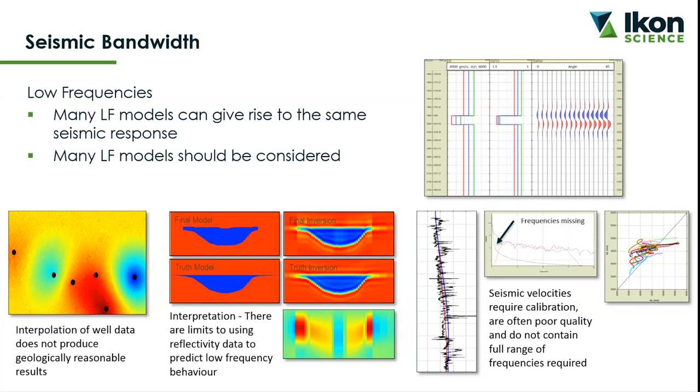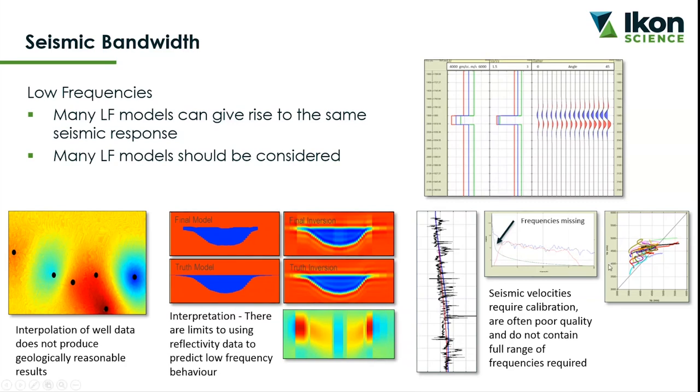And then lastly, if we wanted to use seismic velocities to build the background model, there are all sorts of challenges in doing that. Firstly, they require calibration. And from one well to the next, they'll typically require a slightly different calibration factor. So how do we distribute those calibration factors in 3D? What if you only have a very short sequence of log data? How certain are you that that calibration at that location is good?